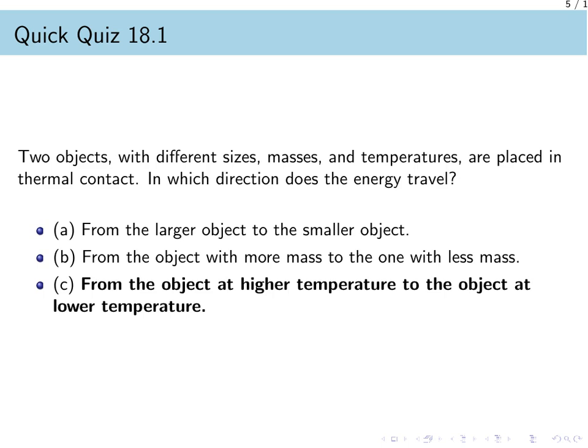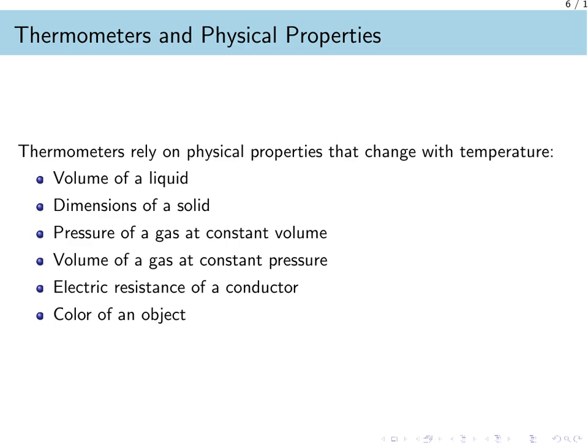physical size or mass. Thermometers are tools used to measure temperature by monitoring specific physical properties that change in a predictable way as temperature fluctuates. Many different properties can be used for this purpose. For instance, we can measure the change in volume of a liquid or the change in dimensions of a solid. In gases, we can look at the pressure of a gas held at a constant volume or the volume of a gas held at a constant pressure. Other methods include measuring the electric resistance of a conductor or even observing the change in color of an object as it heats up. Each of these properties provides a measurable way to quantify thermal changes.